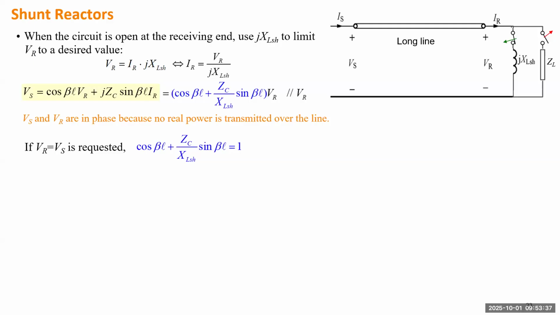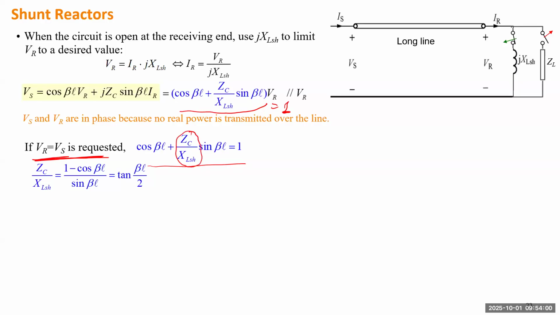So if we further require the load voltage to be the same as the source voltage, so if the source voltage is 1 per unit and the load voltage is also exactly 1 per unit, then we'll need this factor to be exactly 1. Okay, so we need to have this one hold, which means for this factor, it can be solved as this one, and this is actually equal to tangent half of the beta L as angle.